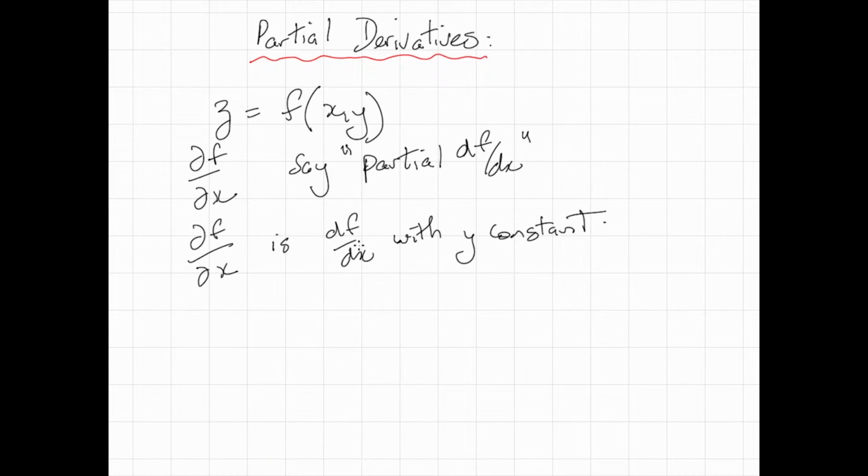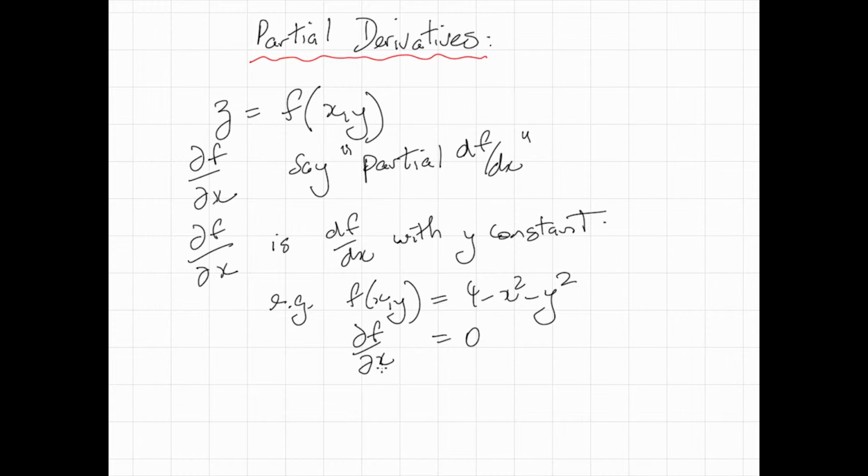df dx. Example: let's go back to f of x, y, our original one, is equal to 4 minus x squared minus y squared, which I introduced in the previous video. Then partial df dx is find the derivative with y constant. So this is going to be treated just like that 4 as a constant. So the derivative of a constant is 0, the derivative of minus x squared with respect to x is minus 2x, and the derivative of a constant is 0. Most of you won't need to put those two zeros, and we'll just say that's minus 2x.